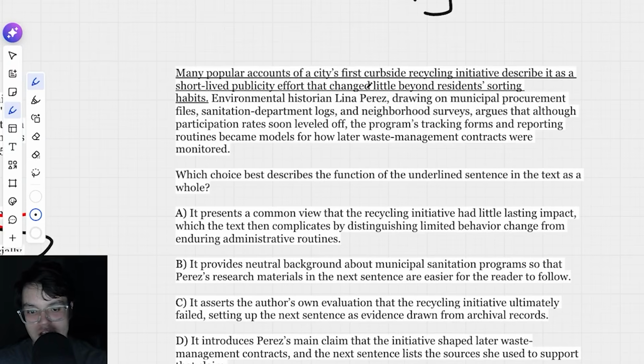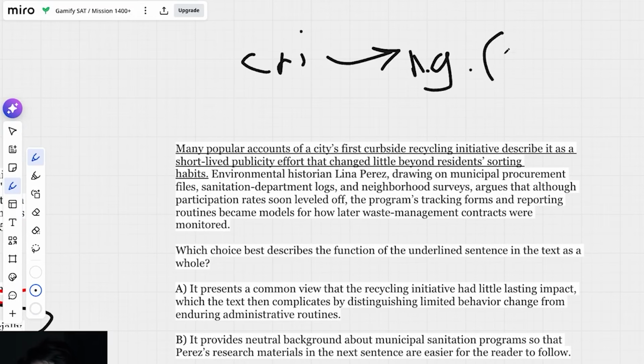Environmental historian Lena Perez, drawing on municipal procurement files, sanitation department logs, and neighborhood surveys, okay, so a bunch of stuff, argues that although participation rates soon leveled off, the program's tracking forms and reporting routines became models for how later waste management contracts were monitored. Okay, so it actually had some longer term benefits. So it wasn't good in the short term, but it was good in the long term.